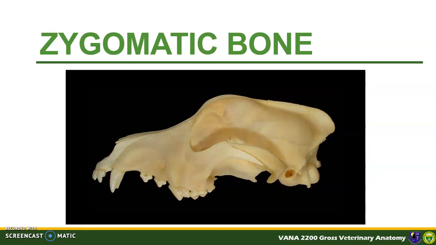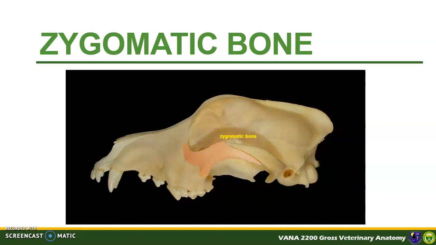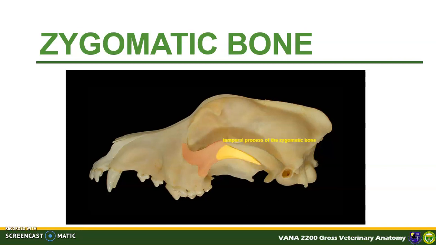Caudal to the maxilla is the zygomatic bone. This bone is also known as jugal or malar bone. This paired bone forms the ventrolateral part of the orbit. The caudal end of the bone forms a projection called the temporal process of the zygomatic bone.